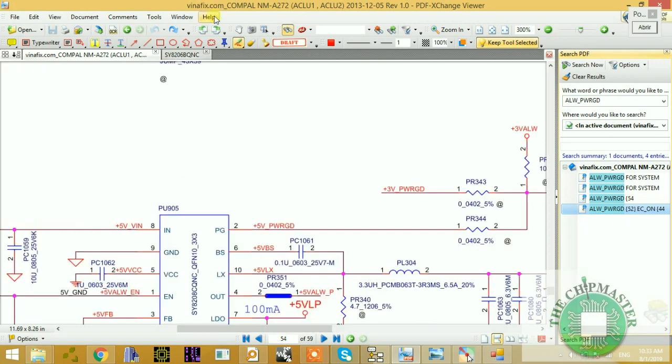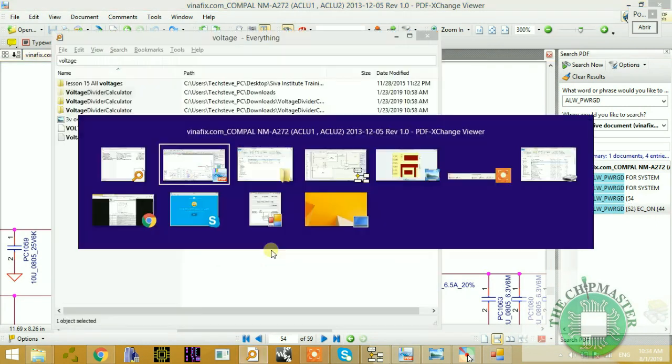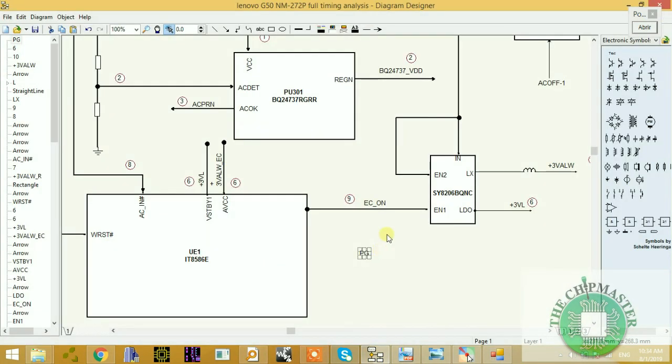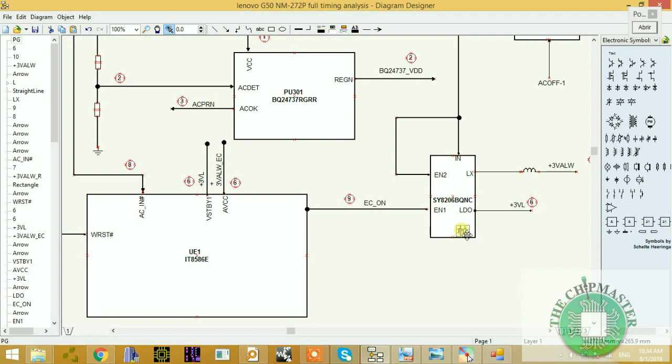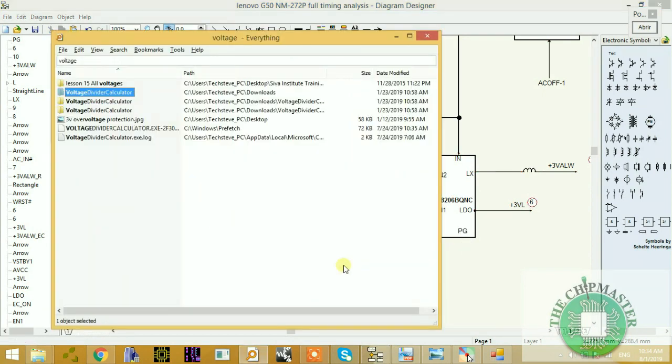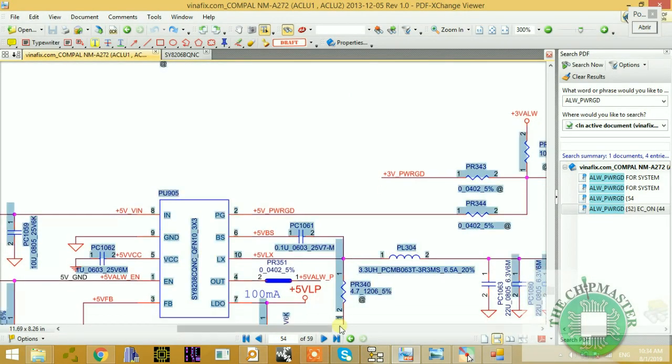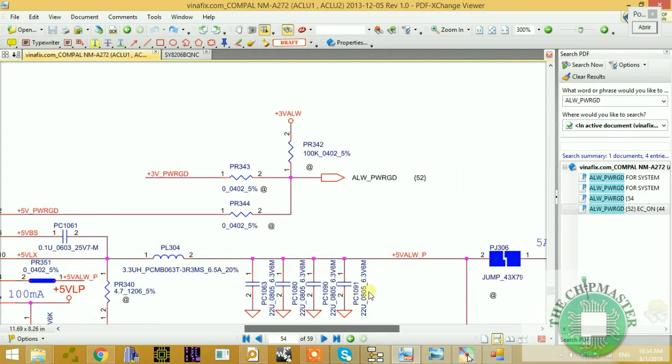So let's copy this signal over to the diagram designer. I think I'm going to make this chip a little bit longer. Alright, power good. And that's renamed. The output is always power good.